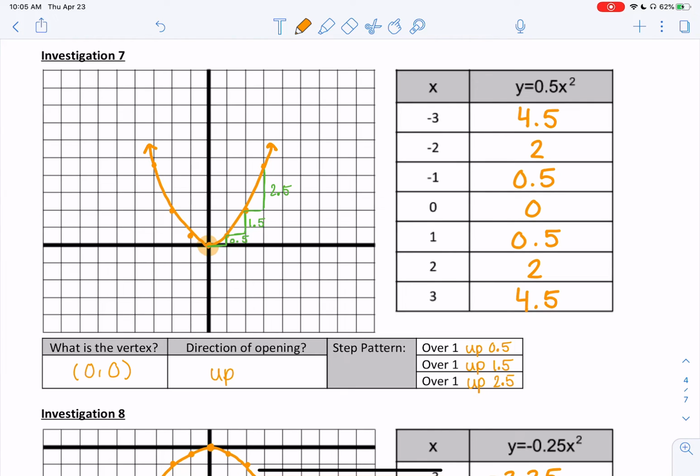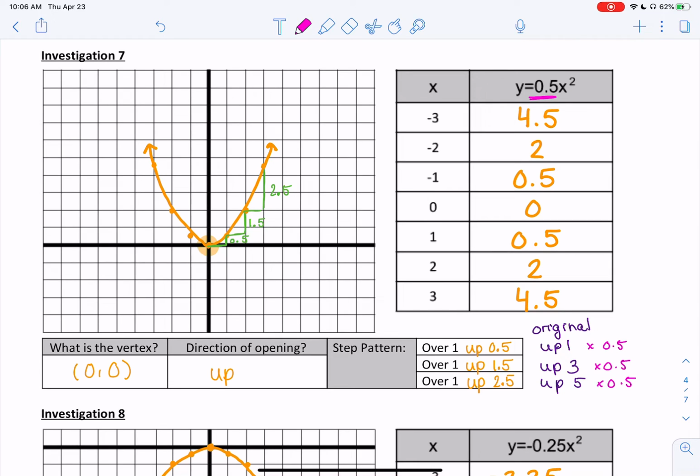Now, how did we get these numbers? Same idea as before. If I look at my original, I went over 1, up 1, over 1, up 3, over 1, up 5. What I've done is I have just multiplied everything by 0.5. And where did I get 0.5? From up here. Now, the other piece that we want to look at with this parabola is, did our shape change? If our step pattern is not the original, our shape has definitely changed.